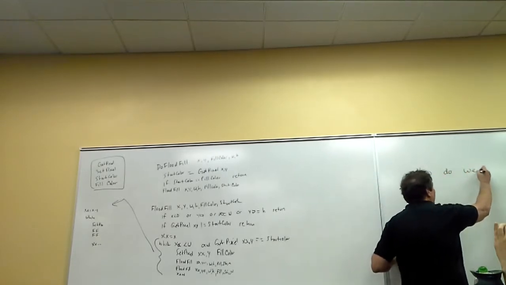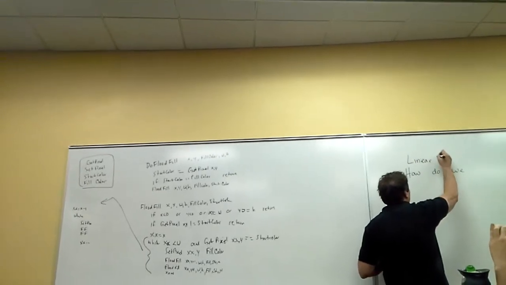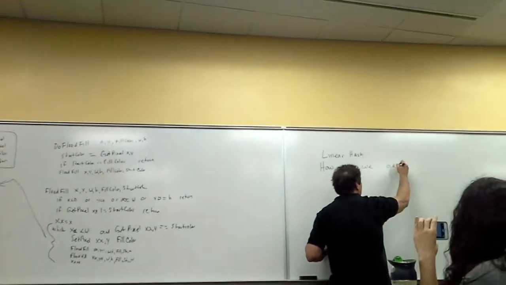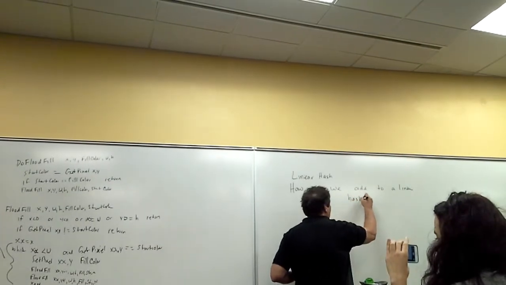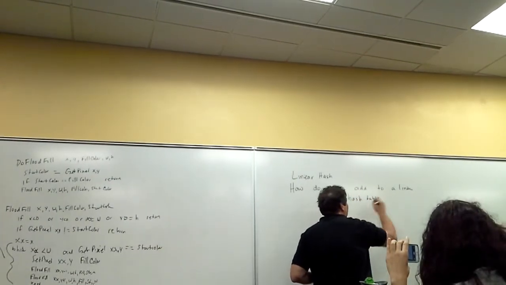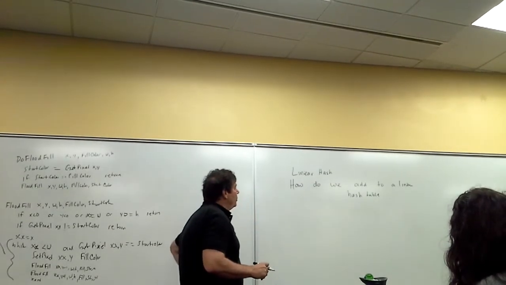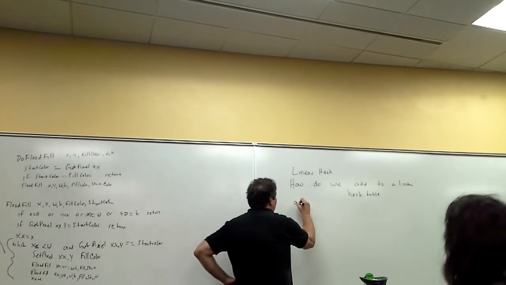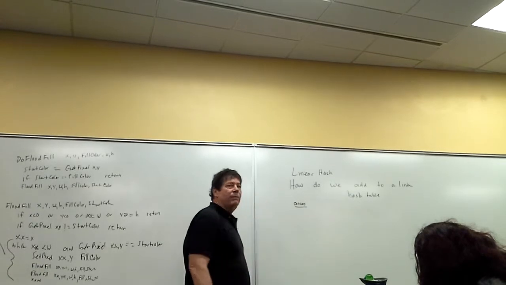Let's do a linear hash. How do you add to a linear hash table? And we're just going to do pseudocode. I don't think there's any way I can ask you to do this on a test. So how do we add, let's say we have an array. This is where our hash values are.